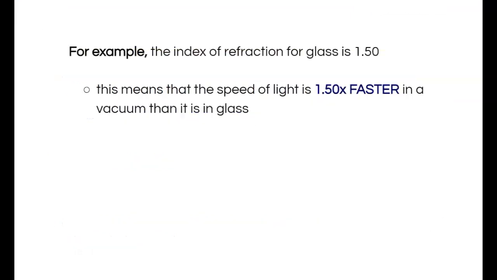So this is how we would interpret that value for the index of refraction for glass. If we read that a particular glass has an index of refraction of 1.50, then what does that mean? Well, it means that the speed of light is going to be 1.5 times faster in a vacuum than it is in glass. Now, what do we mean by vacuum? We don't mean a vacuum cleaner. We mean the vacuum of space, the emptiness of space. So light travels 1.5 times faster in space in comparison to in that glass.